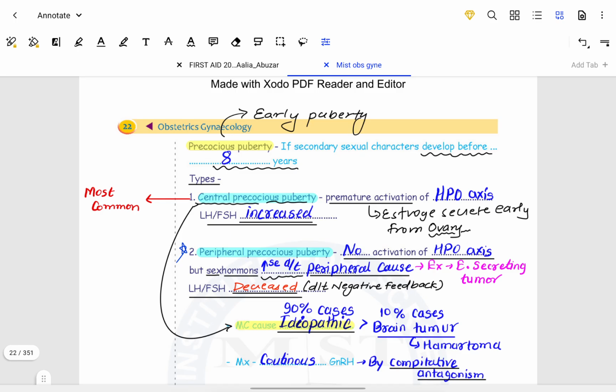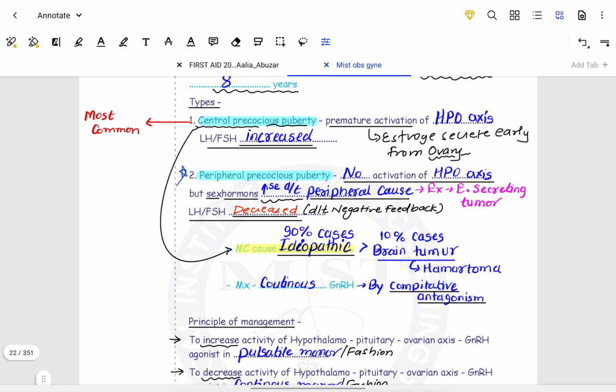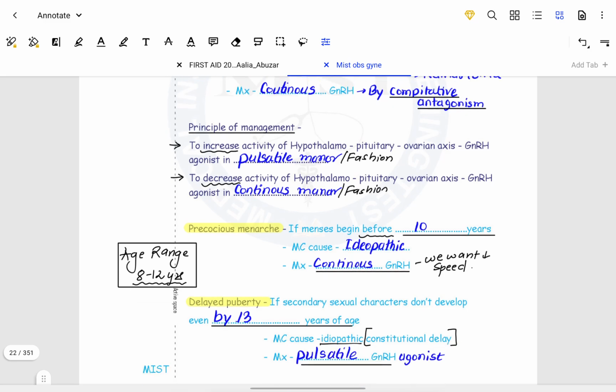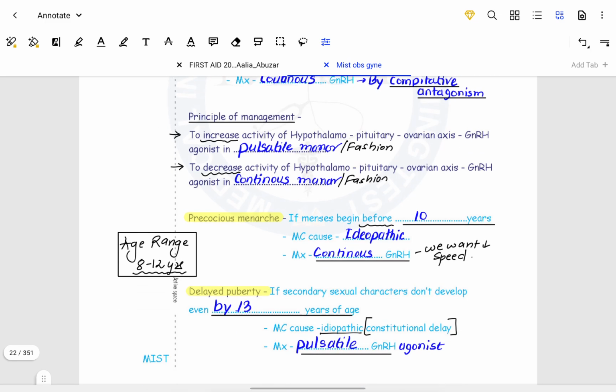Now, most common cause of central precocious puberty is idiopathic. Sometimes it can be a brain tumor or hamartoma, which is causing hypothalamic stimulation. Now, what is the management? Continuous GnRH. Now you will think GnRH, but no, we are not giving it in pulsatile fashion, we are giving it in continuous fashion. So it causes competitive antagonism. Now, the principle of management is to increase or decrease the activity of the hypothalamus pituitary ovarian axis. If there is a late puberty, the puberty has not occurred yet, so we'll give GnRH in a pulsatile fashion. To decrease, we'll give it in continuous fashion.